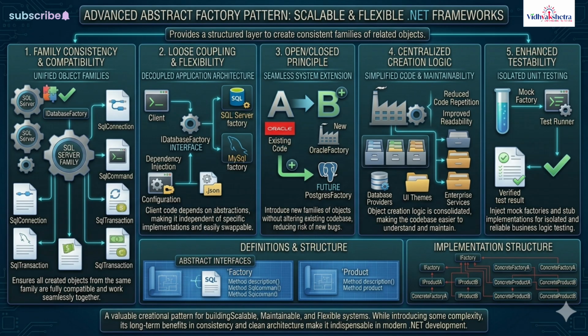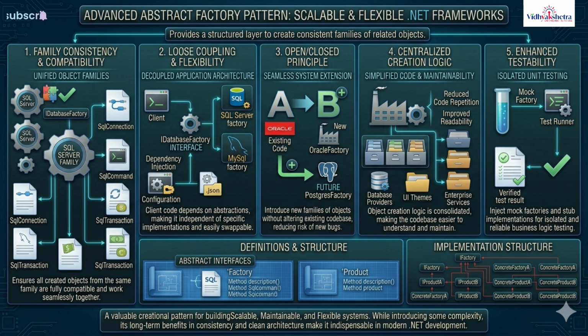The pattern also aligns strongly with the open/closed principle, enabling developers to introduce new families of objects by adding new factory implementations without altering existing code. This enhances scalability and reduces the risk of introducing bugs during system expansion. Additionally, by centralizing object creation logic, the abstract factory improves code organization, readability, and maintainability, which is crucial in large-scale .NET applications. Another important benefit is consistency and reliability.